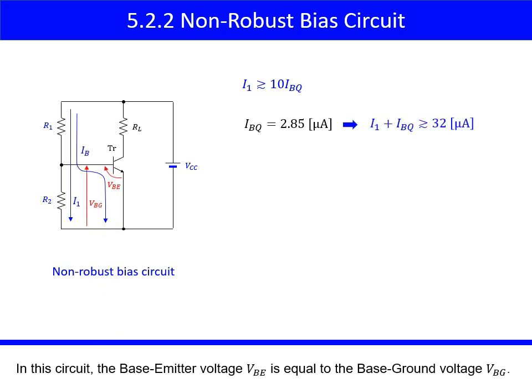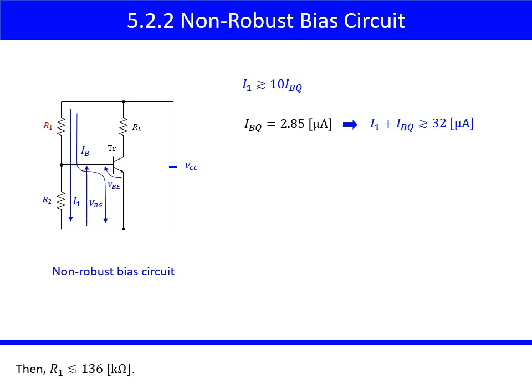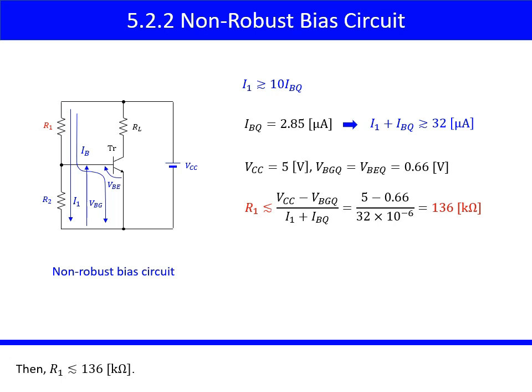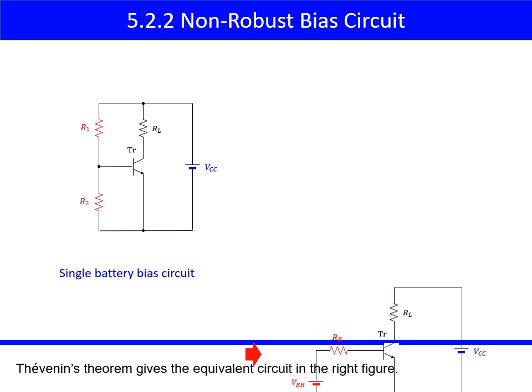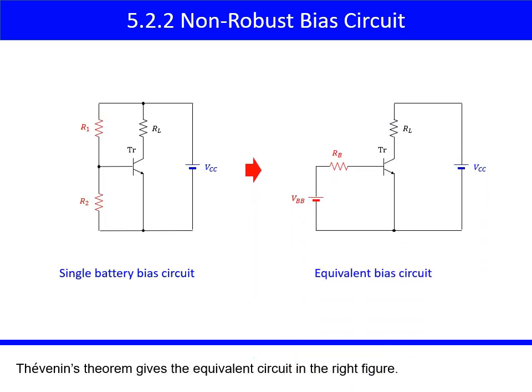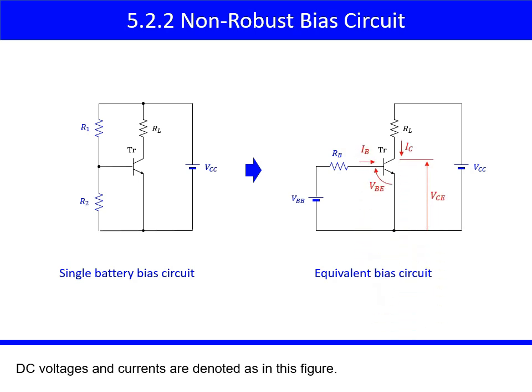In this circuit, the base emitter voltage VBE is equal to the base ground voltage VBG. Then, R1 should be equal to or less than 136 kilo-ohms. Let's select 51 kilo-ohms for R1. Thus, R2 is calculated as 8.03 kilo-ohms. Thevenin's theorem gives the equivalent circuit in the right figure. DC voltages and currents are denoted as in this figure.